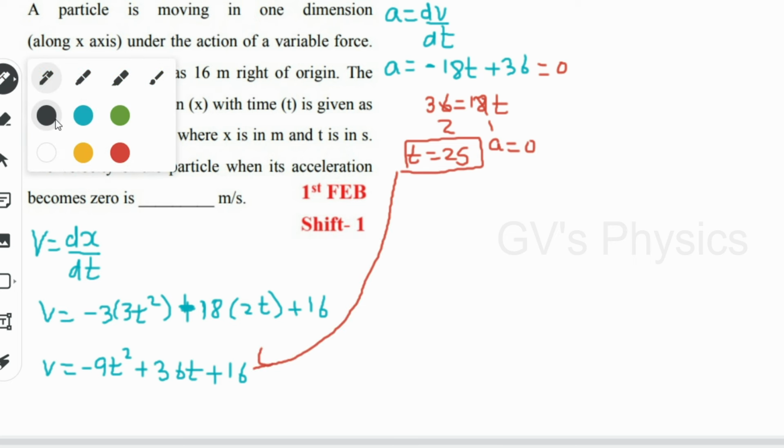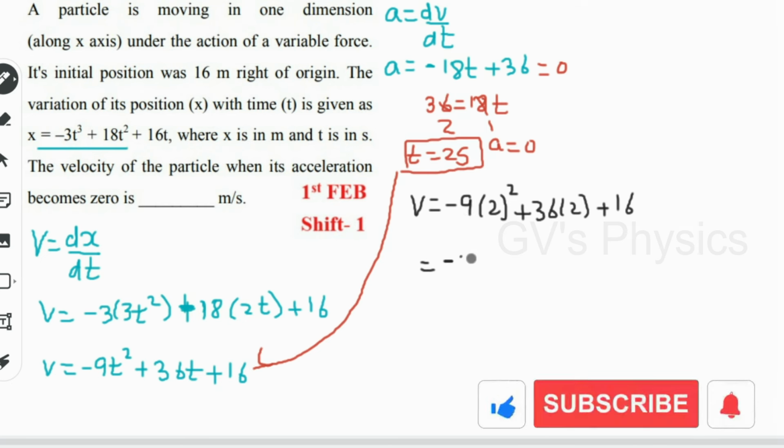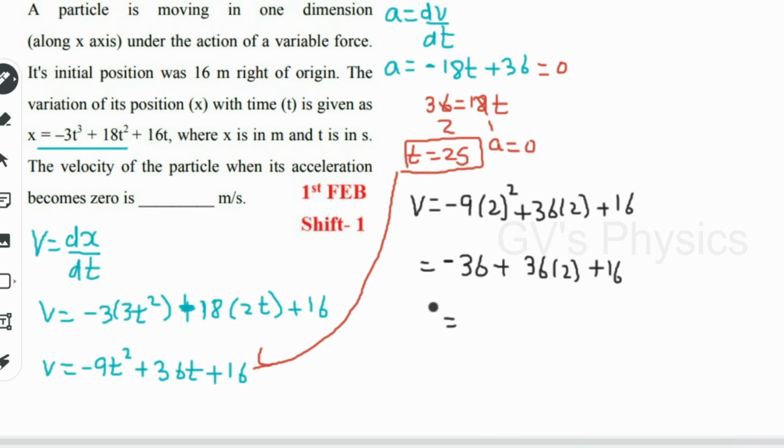So v is equal to minus 9. In the place of t, we can substitute 2. So 2 square plus 36 into 2 plus 16. So 2 square is 4. So 4 into 9 is 36. So minus 36 and plus 36 into 2 plus 16. So minus 36 plus 36 into 2 will become 36 plus 16. So the answer will be 52 meter per second. So the velocity is 52 meter per second.